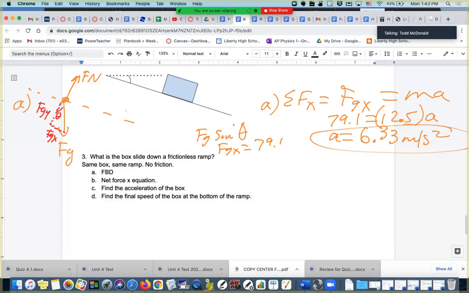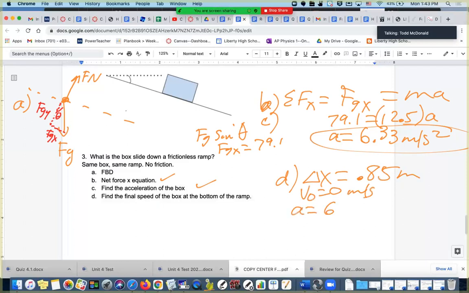Oh, actually, I went ahead and did that. That was B and C, it looks like, is net force. We did that, find the acceleration of the box. And then the last part of the problem, let's now find the final speed of the box at the bottom of the ramp. Well, again, our displacement is 0.85 meters. Our initial velocity is 0 meters per second. Our acceleration this time is 6.33 meters per second squared. We're going to find V final.